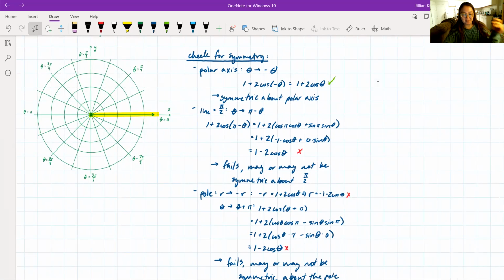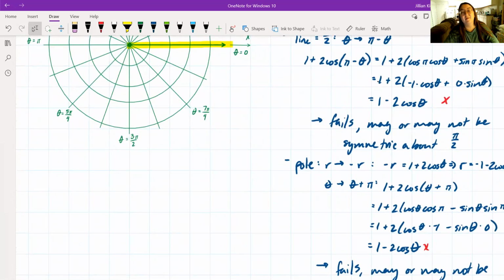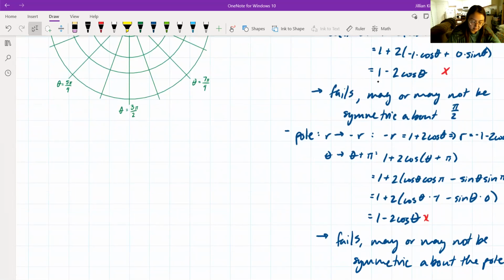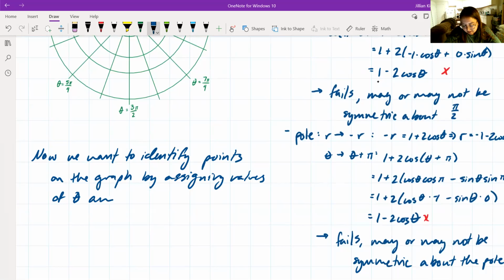So now that we've checked for symmetry, now we can go ahead and test out some points. So a few things that we can do when we test points is we can determine the range of points that we actually want to test, because we don't want to test a million points, we just want to test a few very efficient select few. So we're going to continue on over here and say now we want to identify points on the graph by assigning values of theta and solving for r.